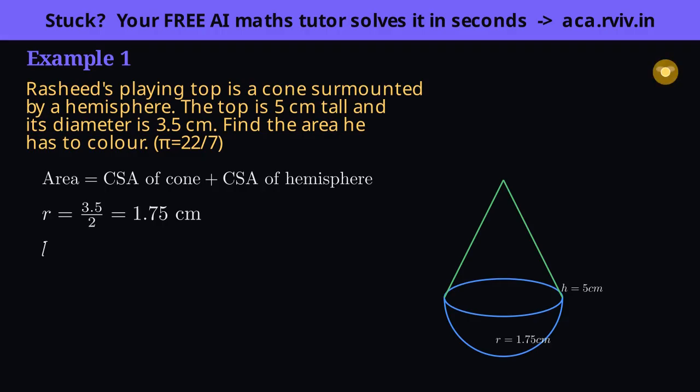The total height, 5, is measured from the very bottom to the tip. But that height is split between 2 solids. A hemisphere is a solid half ball, so its own height, from its flat face up to its dome, is exactly its radius, 1.75. Whatever height is left over must belong to the cone, so the cone's height is 5 minus that radius, 3.25.